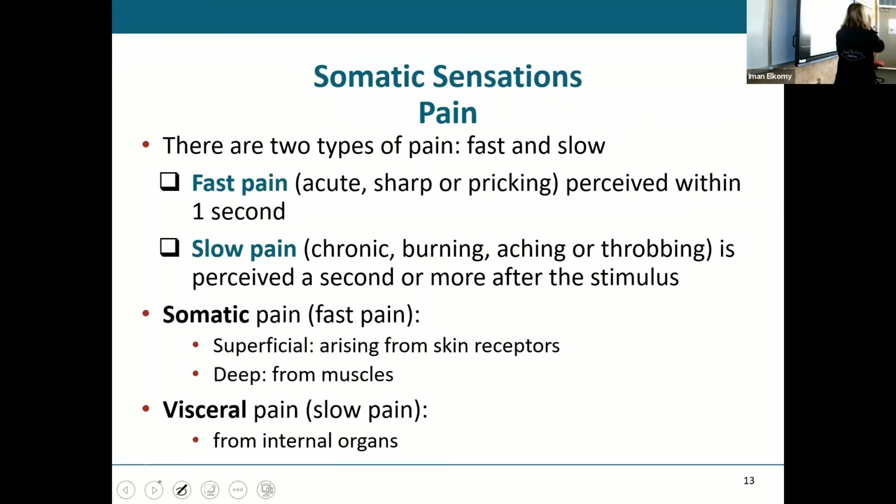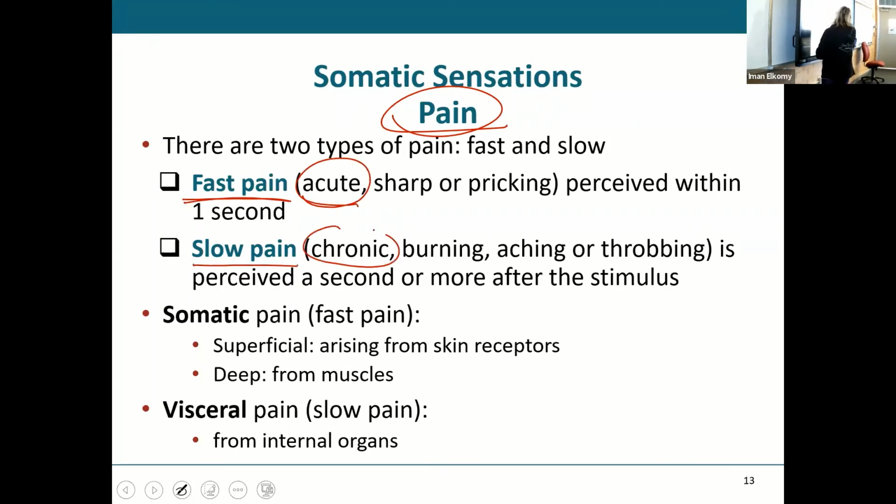Okay, so let's talk about a few of these. We're going to take just a few of our sensations and break them down. We still have time if we do. The first one we're going to talk about is pain, the sensation of pain. There are actually two types of pain: slow pain and fast pain. Fast pain is what we also call acute pain. Slow pain is chronic pain.